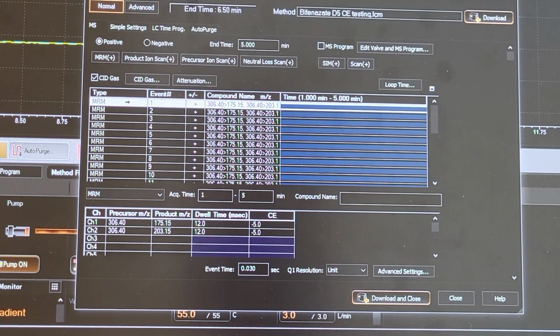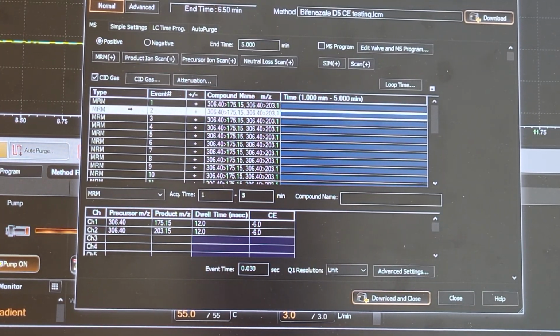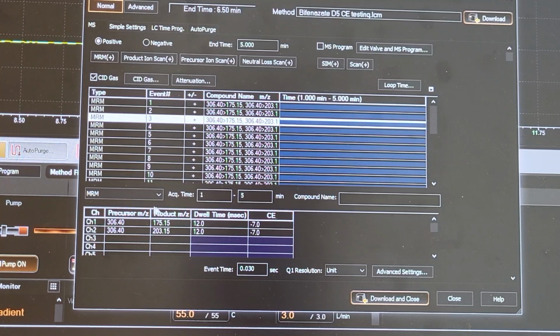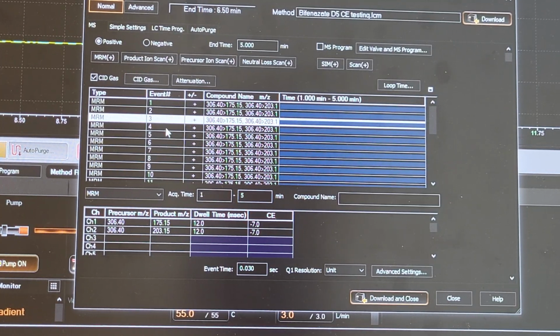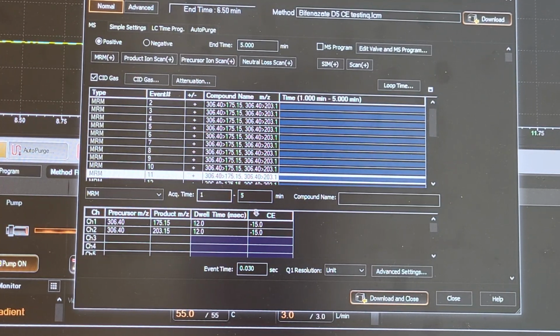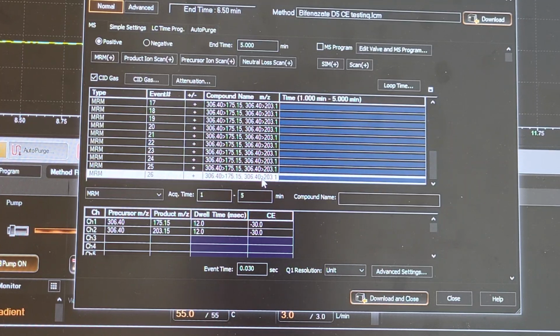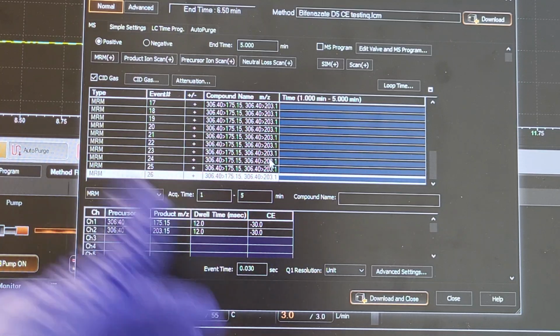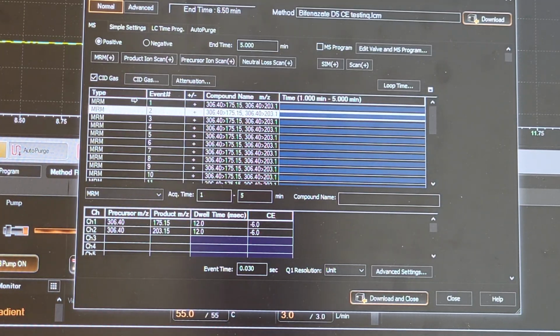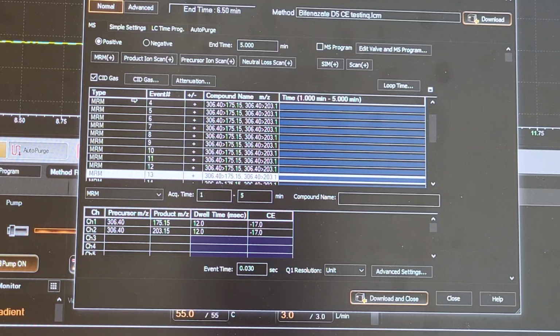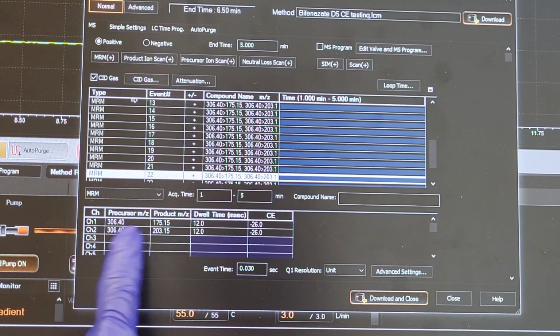Alright, so I set up all of these event channels looking for the same precursor and product. The only difference for each of these channels is the collision energy, and I just brought it up by 1 volt, from 5 all the way up to 30. So then, given the area of these MRM transitions at each collision energy level, I'll be able to make a graph and see which collision energy gives me the highest intensity for this MRM and this MRM.